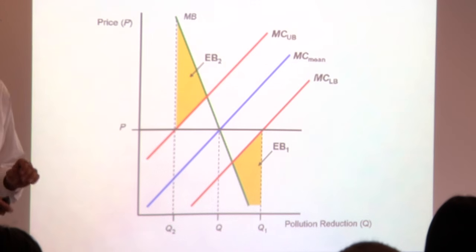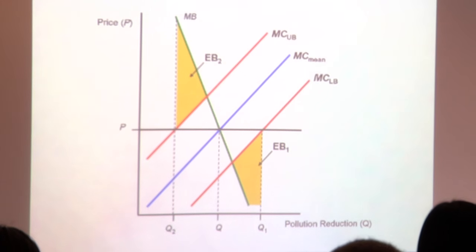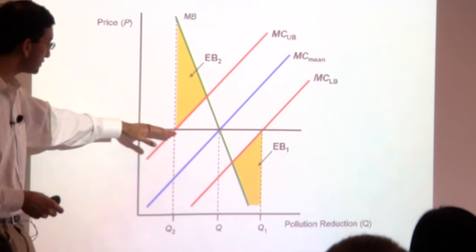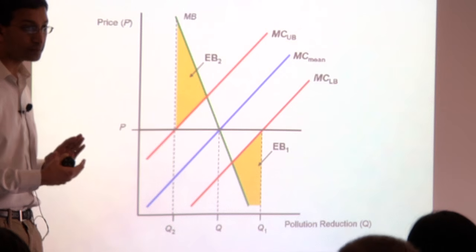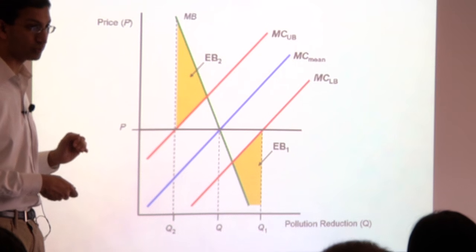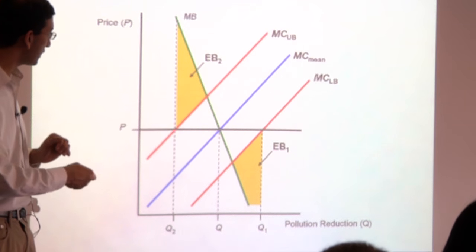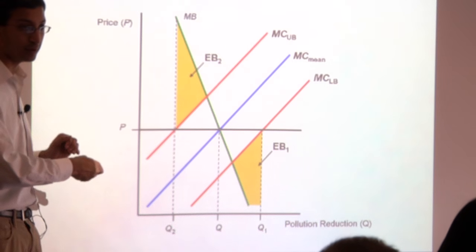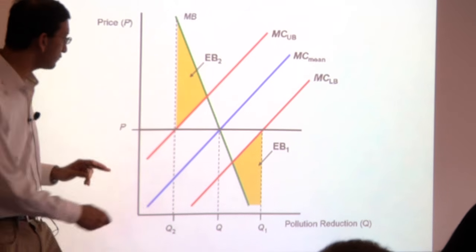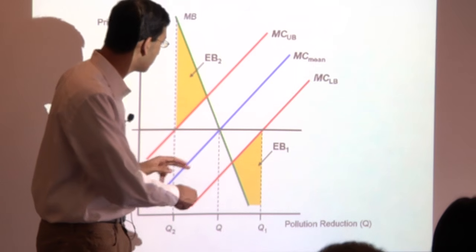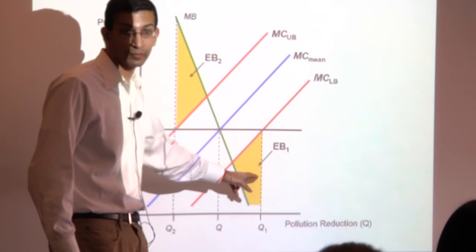Now, what happens if the marginal cost curve is higher or lower than I expected? Well, the firm is still going to reduce pollution, find a better technology, up to the point where the marginal cost equals the price. So if it ends up being that the marginal cost curve is up here, it's going to end up picking Q2. And if the marginal cost ends up being down here, then it ends up picking Q1.